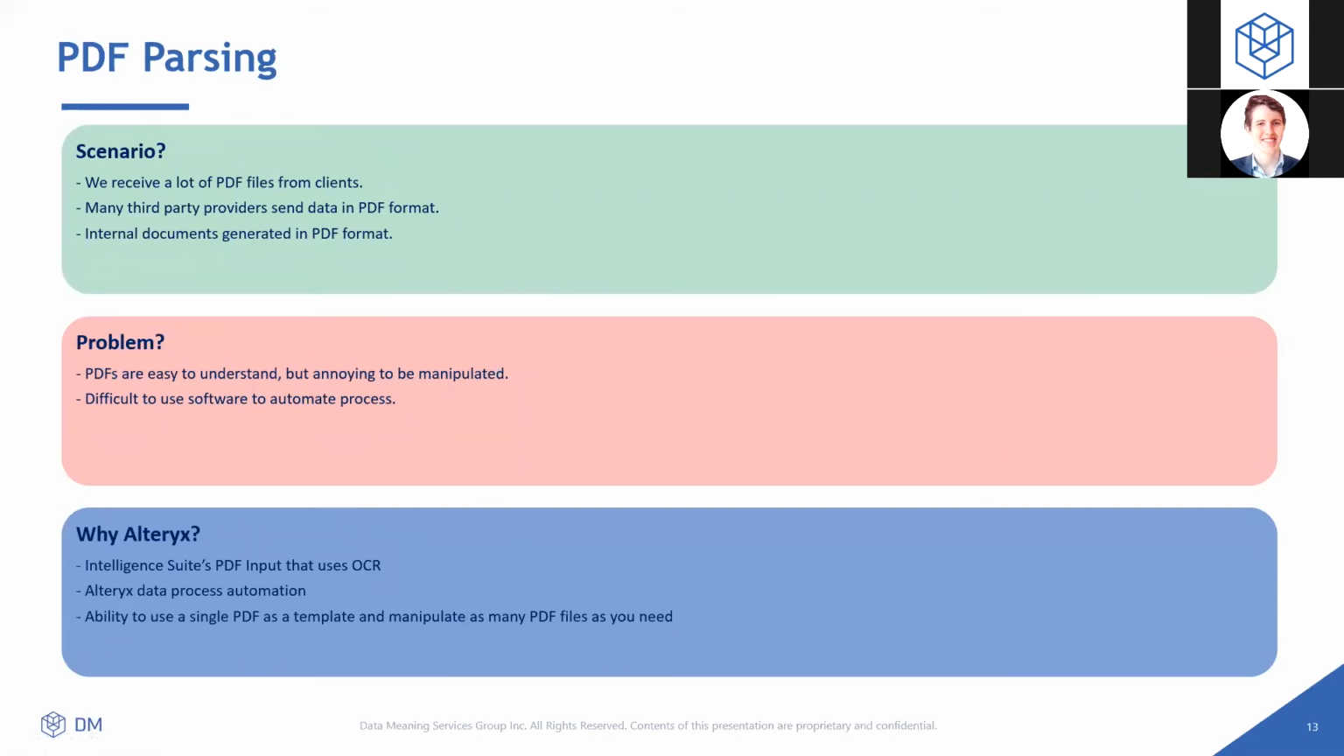which would be the PDF parsing, which is something probably you guys really want to know about. So what's the scenario? Maybe we're going to be receiving a lot of PDF files from clients, or maybe we just have a lot of internal documents that are generated in a PDF format, or maybe we have a lot of third-party providers that will be sending data in a PDF format. So what's the problem? I mean, PDFs are really easy to understand, right? They're pretty graphical and easy to understand, but they can be really annoying to manipulate.